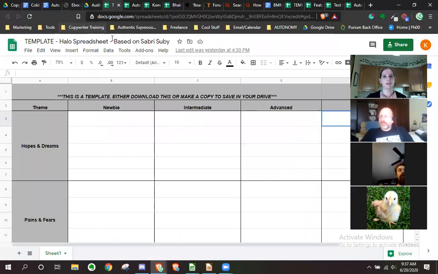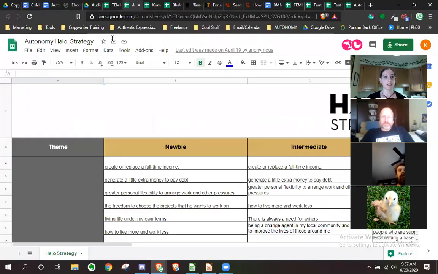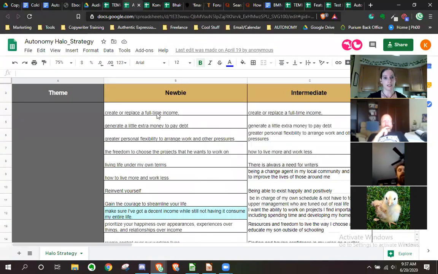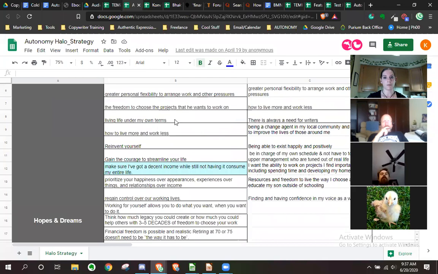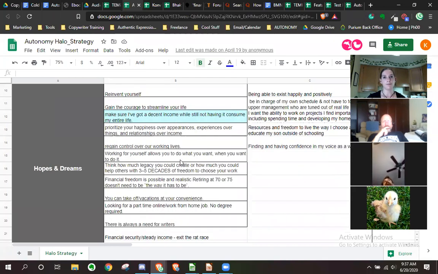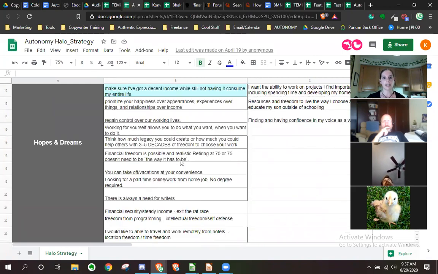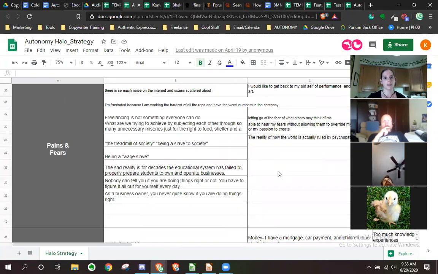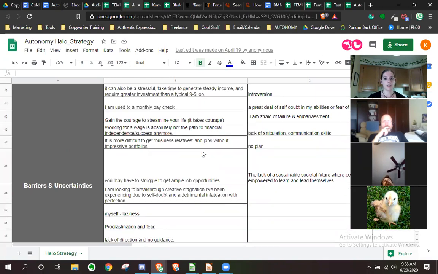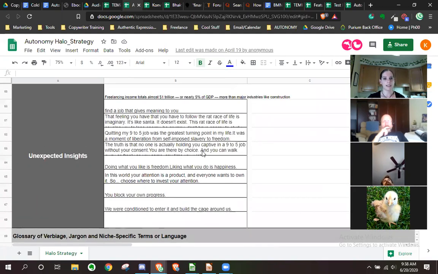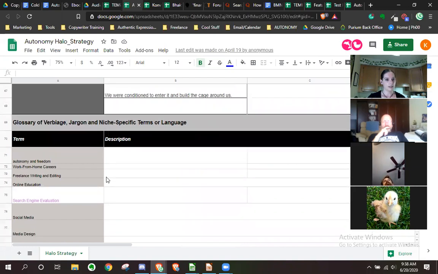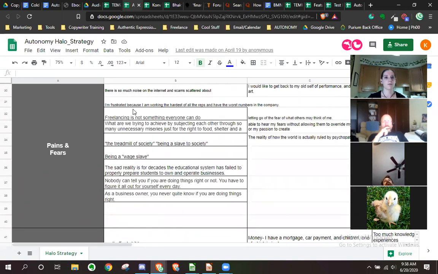So why don't I give you an idea of what this could look like after this gets filled up. This is one, for example, that we did for Autonomy. And we've got tons of stuff in here. So all these hopes and dreams, these are things that we found exactly from the language that people are using in forums and comment threads. We're finding the exact language that they're using and literally copying and pasting this into our spreadsheet. We got pains and fears, barriers and uncertainties, unexpected insights. Doesn't look like we filled out the terms very much.